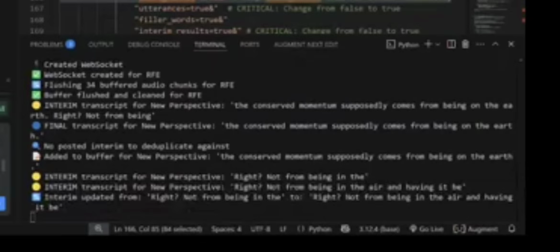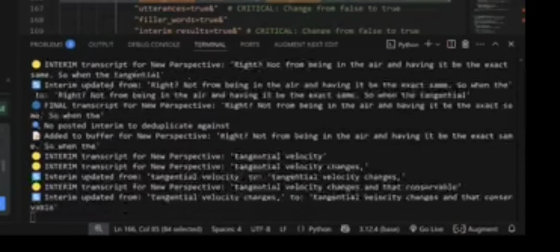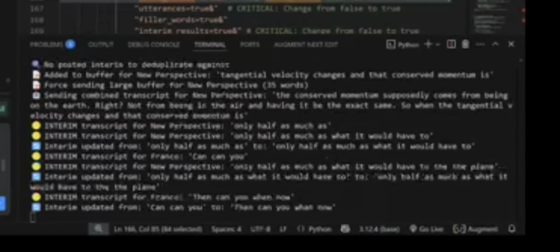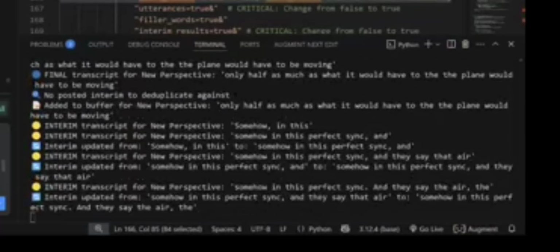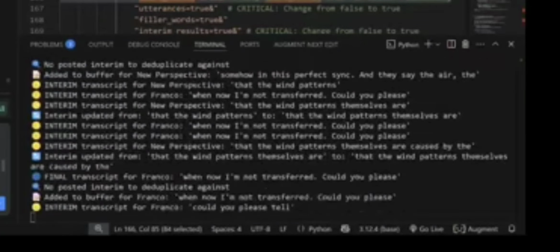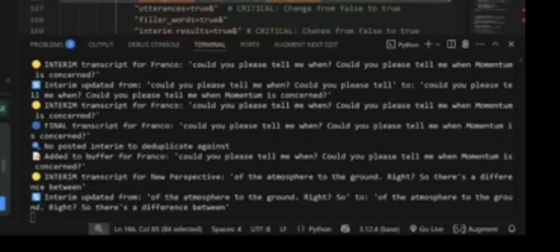So when the tangential velocity changes and that conserved momentum is only half as much as what it would have to be, the plane would have to be moving somehow in perfect sync. And they say that the wind patterns themselves are caused by the difference in rotation of the atmosphere to the ground, right? So there's a difference between the atmosphere and the ground causing the weather patterns.